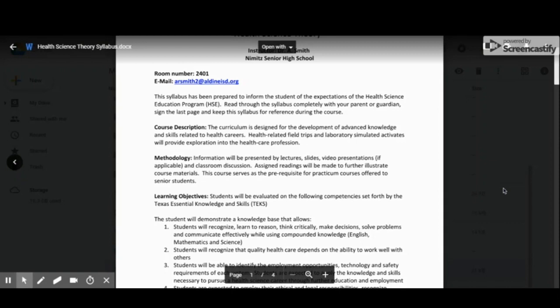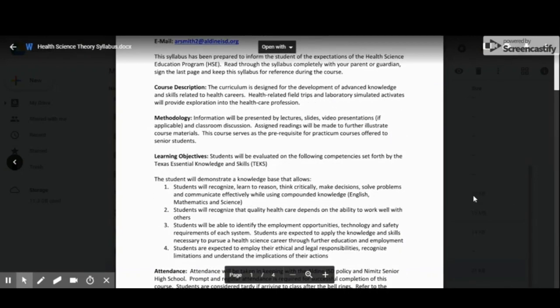The methodology. Information will be presented by lectures, slides, video presentations if applicable, and classroom discussion. Assigned readings will be made to further illustrate course material. This course serves as a prerequisite for practicum courses offered to senior students.